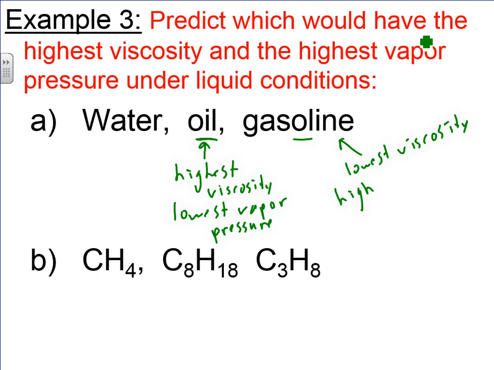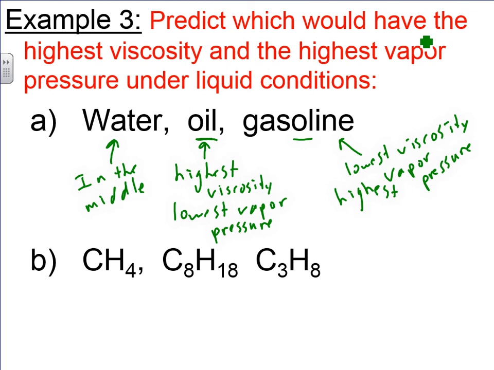Okay, so then water will be in the middle. So water in the middle. Water actually has a decent enough vapor pressure where you have to consider it, and a low enough viscosity where you can pour it from one container to another with no problem.